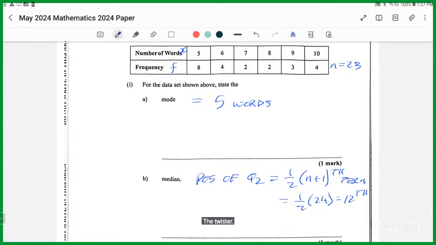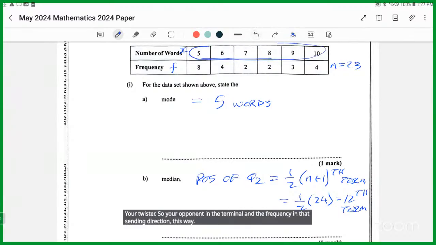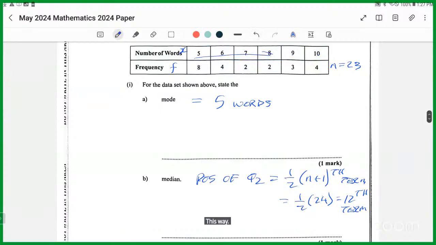So the 12th term is your median. Your 12th term. So you're counting the term now in the frequency, and you're counting it in the ascending direction, this way, this way, this way. The ascending direction.